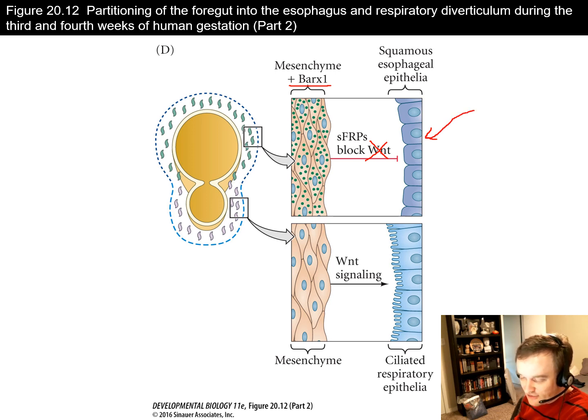which results in the tissue of the digestive tract developing into esophageal epithelia. Now, a little more ventrally, if there is no expression of BARX1, this allows WNT to not be blocked, to continue its expression, and that results in the digestive tract developing into the ciliated respiratory epithelia. So that becomes your trachea as opposed to your esophagus.